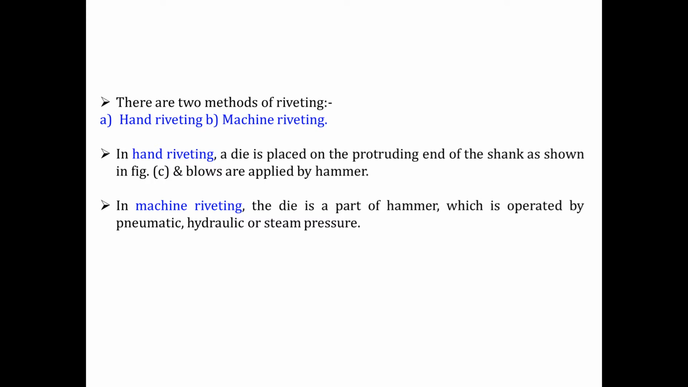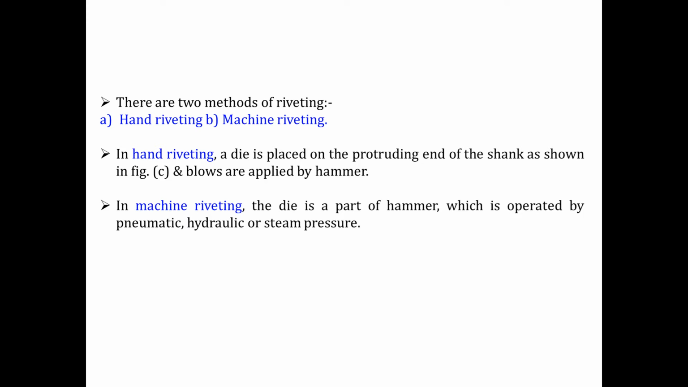Yes. Normally there are two methods of riveting. The first is called the hand riveting method, which we have discussed just now, and the second is called the machine riveting method, which is used in industries. In hand riveting, a die is placed on the protruding end of the shank, that is the leftover portion of the shank, which is shown in the third figure, and blows are applied by the hammer to form the closing head. But how is the same process done in machine riveting? Listen very carefully.